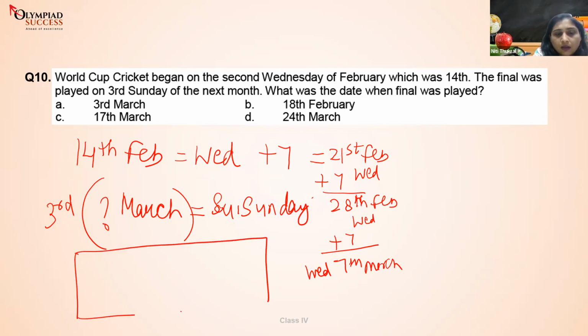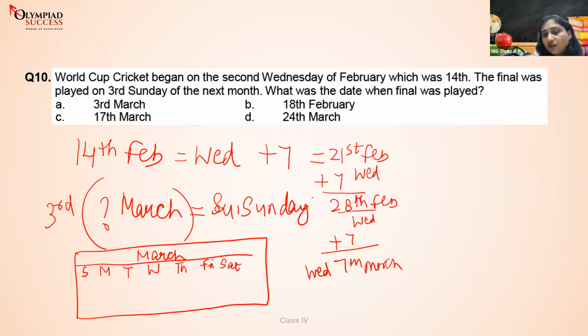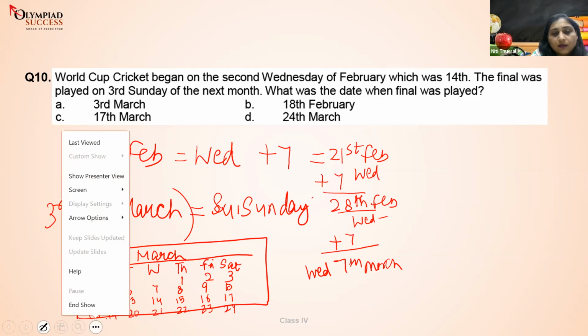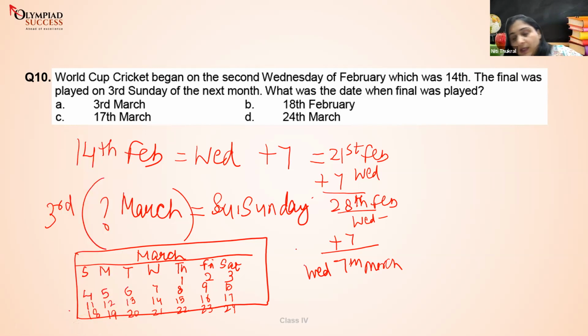So here you can make a quick calendar also. You can make Sunday, Monday, Tuesday, Wednesday, Thursday, Friday and Saturday. Now you see that 28th February was Wednesday. So March begins from Thursday. So 1, 2, 3, 4, 5, 6, 7, 8, 9, 10, 11, 12, 13, 14, 15, 16, 17, 18, 19, 20, 21, 22, 23, 24, then 25. Okay, now see, I'm not writing 26, 27, 28 because we have got our answer.